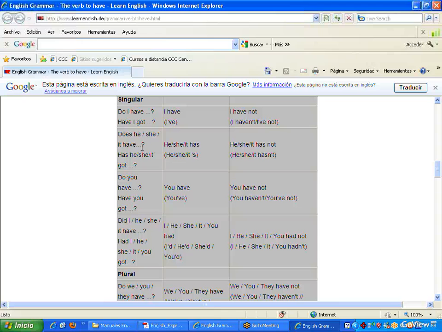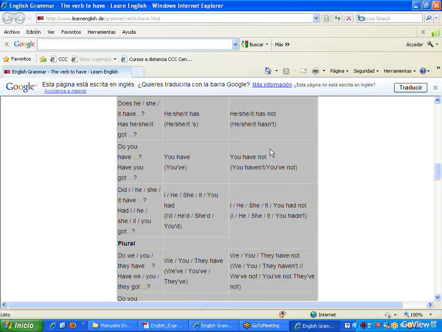Okay, but when we use it in a question form, we say does. You know, we use the auxiliary verb do. So does she have? Does she have a car? Does he have a car? Okay, and in the negative there are two forms. He hasn't got, or he does not have. He does not have.